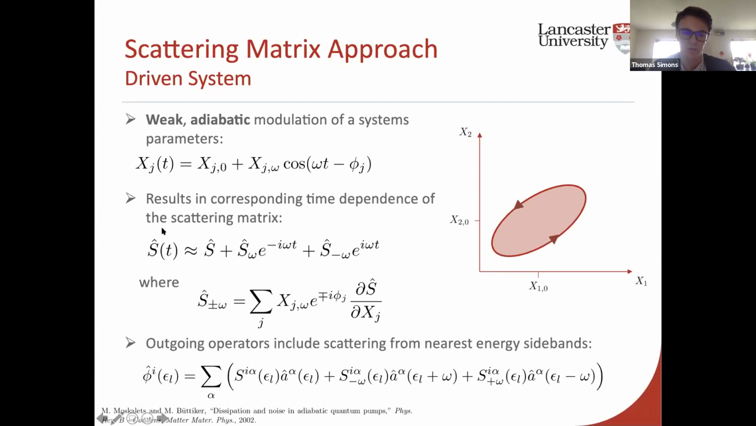So if we also consider the case when our driving amplitude is weak, then we can approximate the scattering matrix in this form here, where we have three terms. The first term governs elastic scattering events at the same energy, and then there are also two additional terms that allow for scattering between the nearest energy sidebands, plus or minus omega. And using this, we can write down our outgoing scattering state as a sum of these three terms.